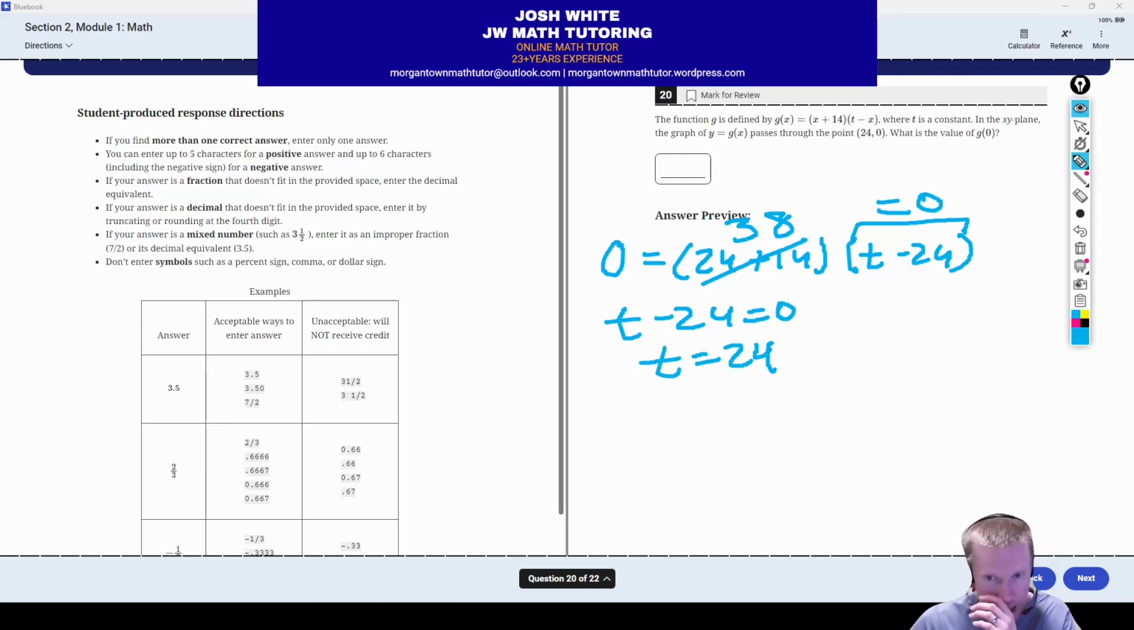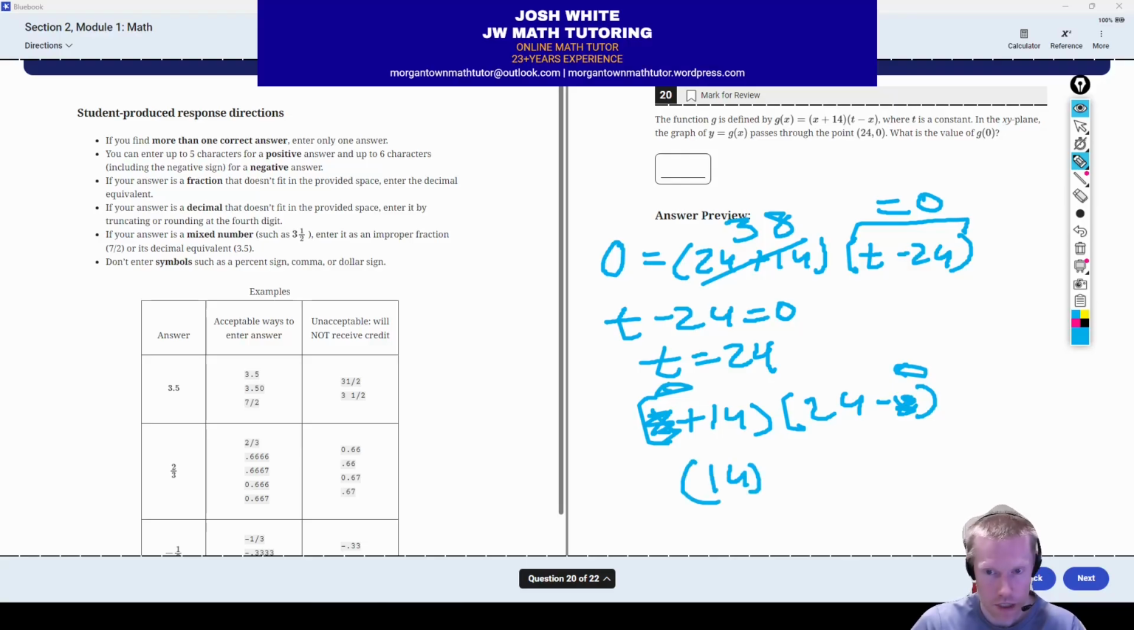So what that tells me is the function I actually have is x plus 14 times 24 minus x. So what's g of 0 here? Well, just plug in 0 and calculate it out. So 0 plus 14 is 14. 24 minus 0 is just 24. 14 times 24 is 336. That's the correct answer. That's what we would type in.